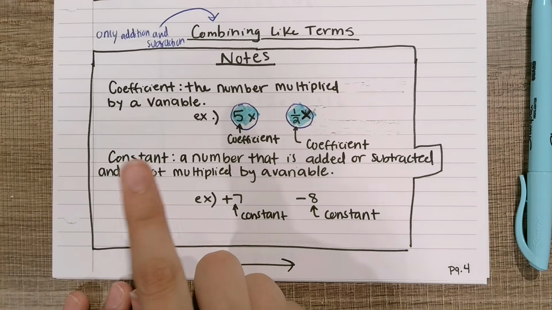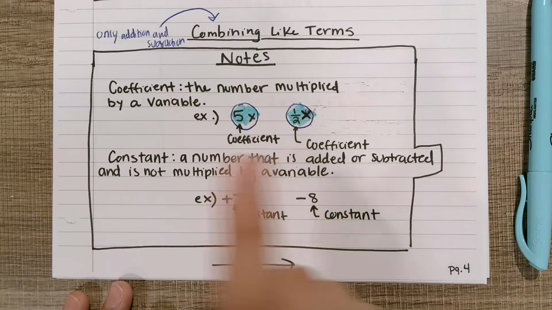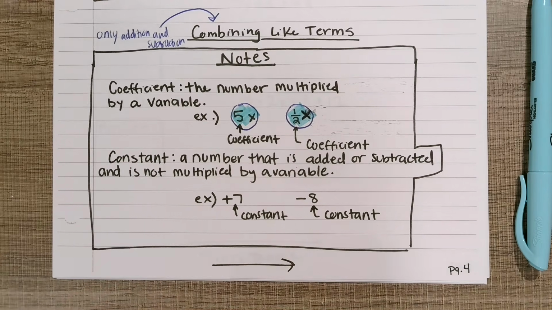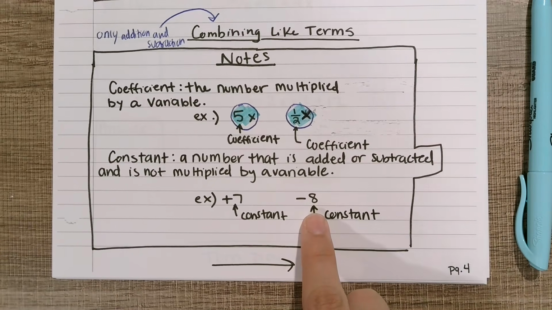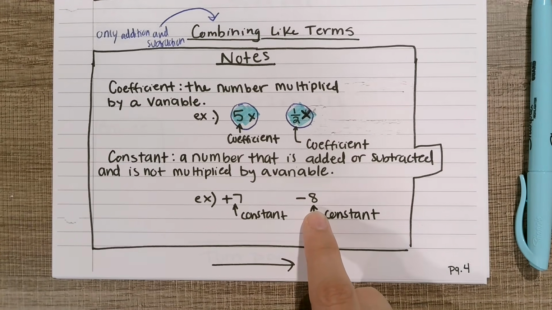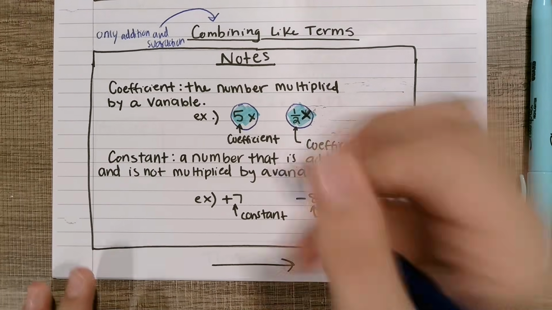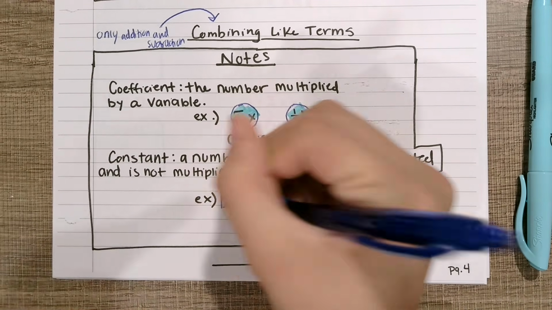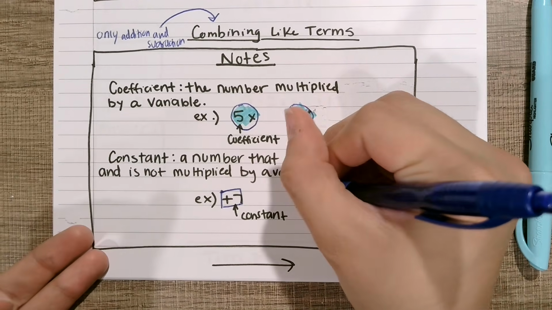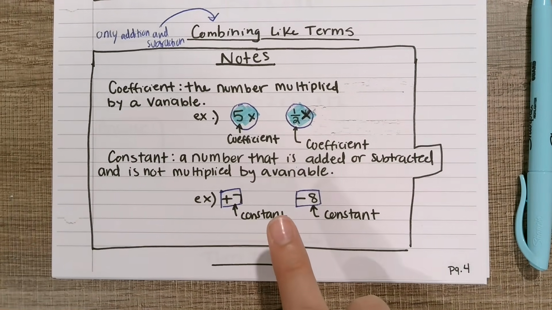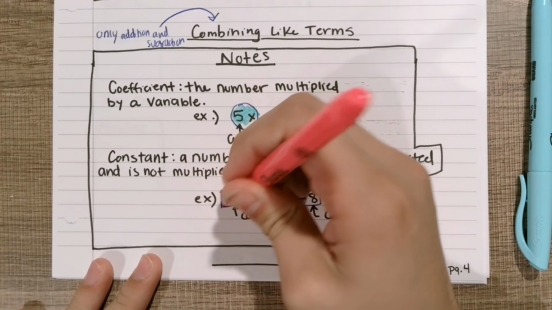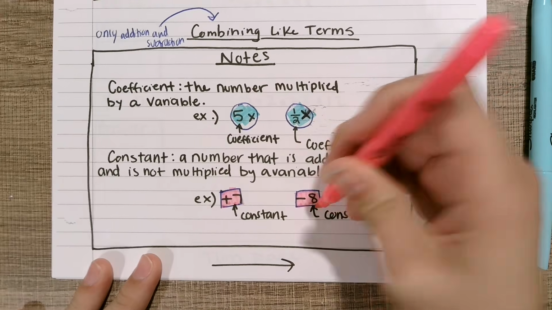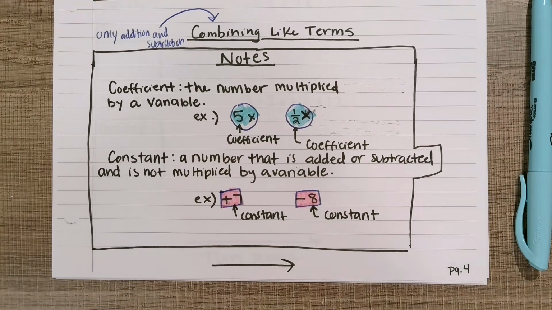Okay? For constants, it's a number that is added or subtracted and is not multiplied by a variable. So plus 7 or positive 7, that's a number added or subtracted. Minus 8, a number added or subtracted with no variable. So for these, we are going to do a box. You especially need to do circles and boxes because you do not have the colors. But I'm also going to highlight just to help you understand what's happening with the numbers. So let's go ahead and turn our page.